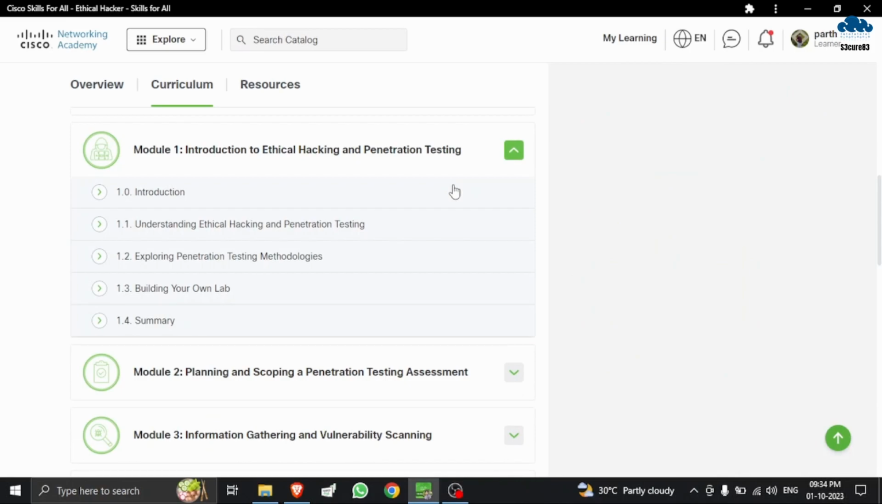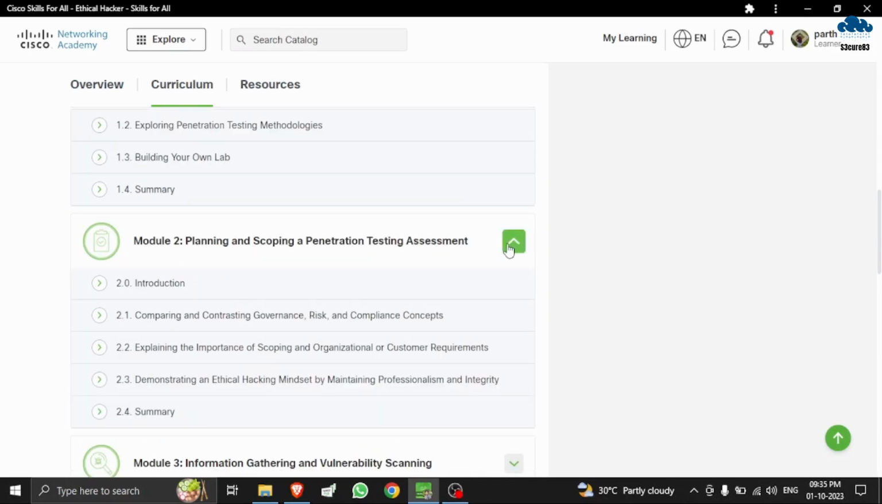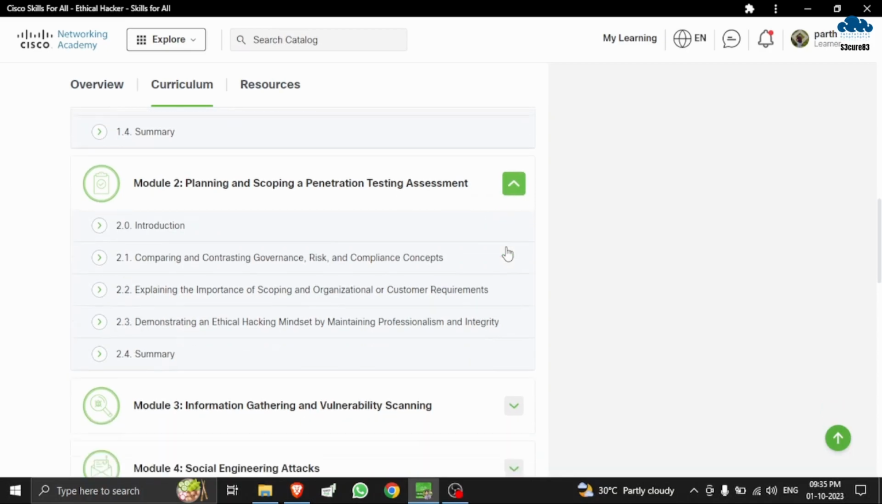Module 1, Introduction to ethical hacking and penetration testing. You will dive into the fundamentals of ethical hacking, understanding the mindset of a hacker and the importance of ethical hacking in today's world. Second is planning and scoping a penetration testing assessment. Learn how to plan, define your objectives, and scope a penetration test project effectively.